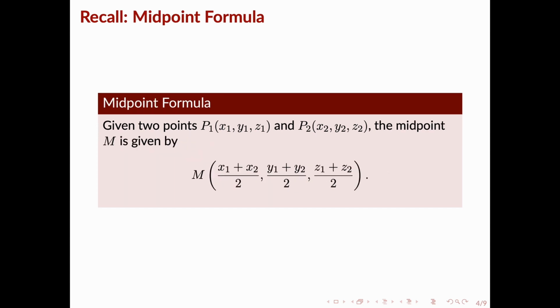Next, we recall the midpoint formula. Given 2 points P1 of x1, y1, z1 and P2 of x2, y2, z2, the midpoint M is given by M of (x1 plus x2) all over 2, (y1 plus y2) all over 2, and (z1 plus z2) all over 2. The distance formula and midpoint formula of R3 is very similar to R2, with just an additional coordinate.